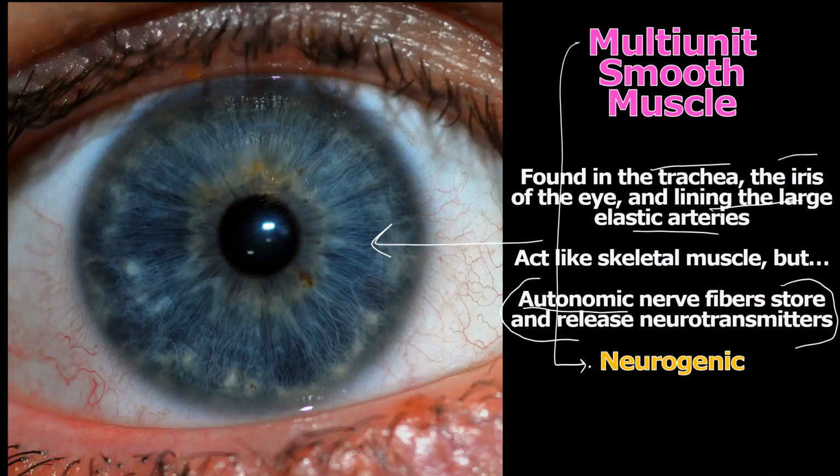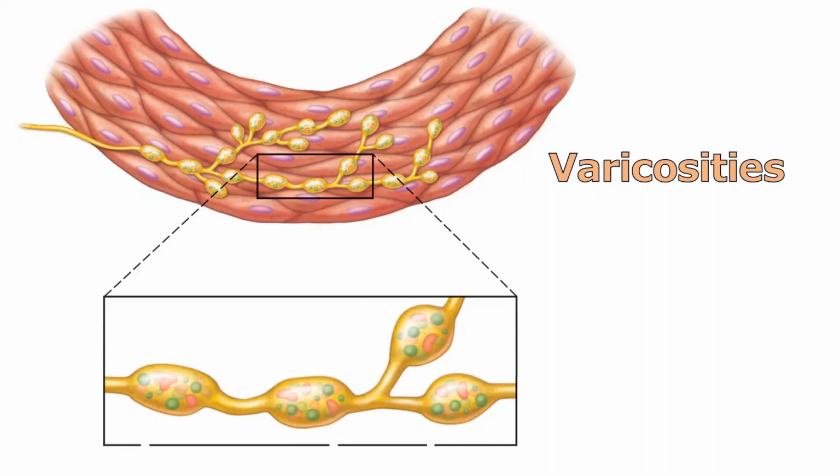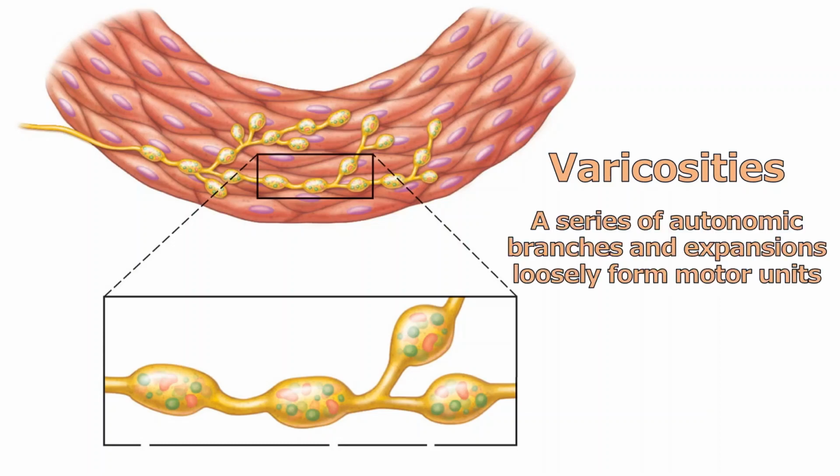They have to receive information from the nervous system, specifically the autonomic nervous system, in order to do their squeeze and release, right? To show a picture of what that would look like in a multi-unit system, we have these structures called varicosities, and basically they're just a series, one after the other, of autonomic neurons that have many branches and many of these bulbs or these expansions. And they're going to loosely form what we would call a motor unit if we were talking about skeletal muscle. But these are varicosities, and this is how autonomic signals get to that multi-unit smooth muscle system.